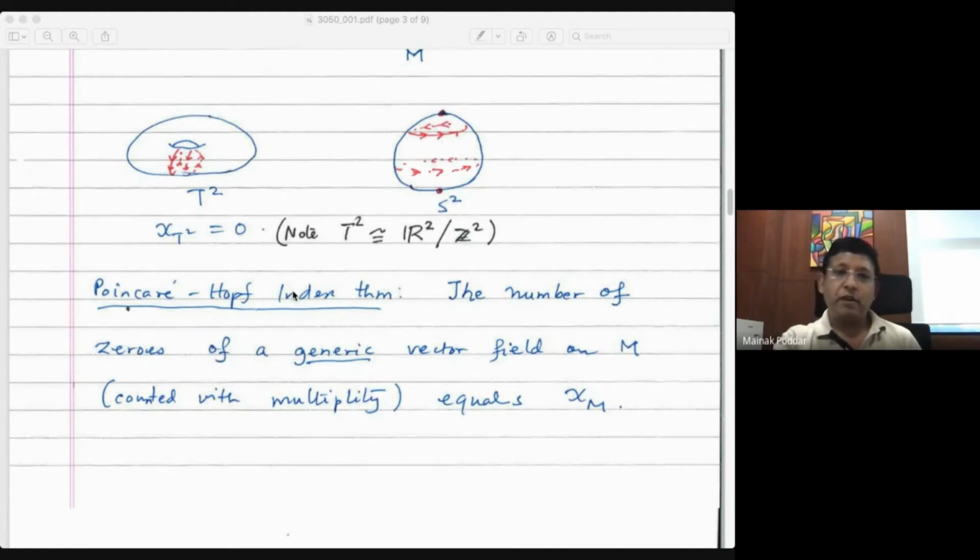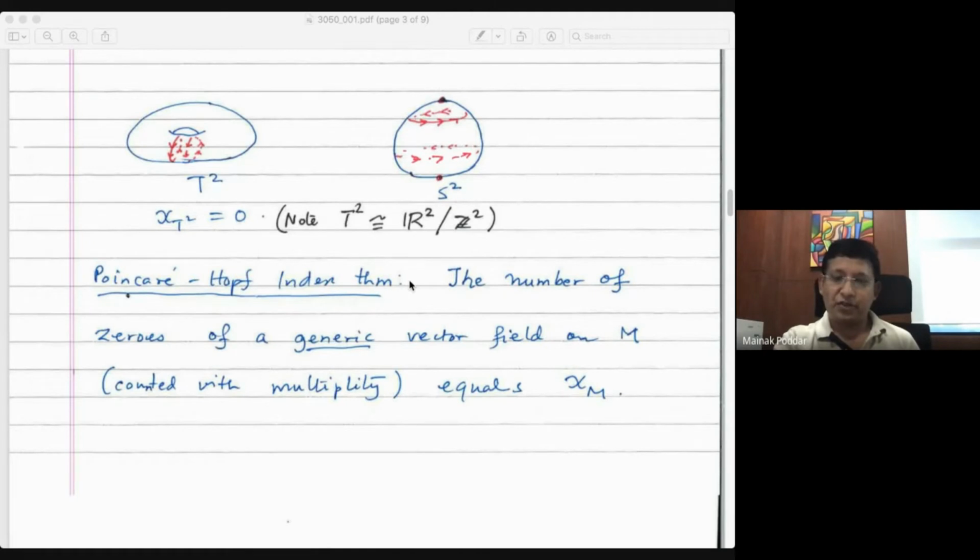Now, the Poincare-Hopf index theorem, another very interesting theorem, says the number of zeros of a generic vector field on the manifold, so the number of zeros counted with some kind of multiplicity, equals the Euler characteristic.